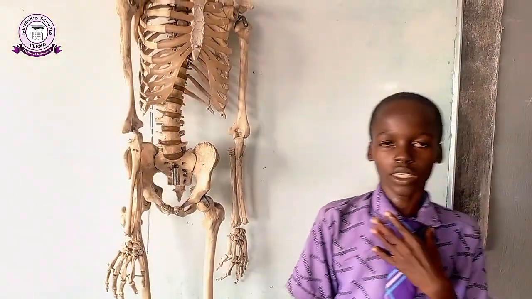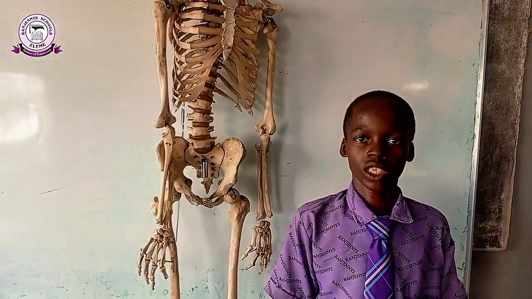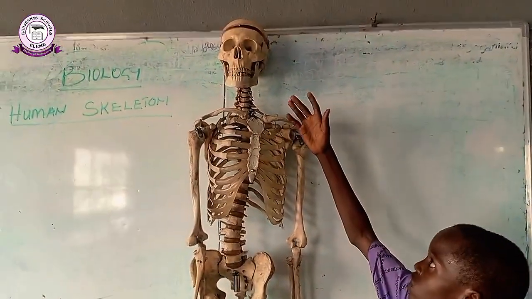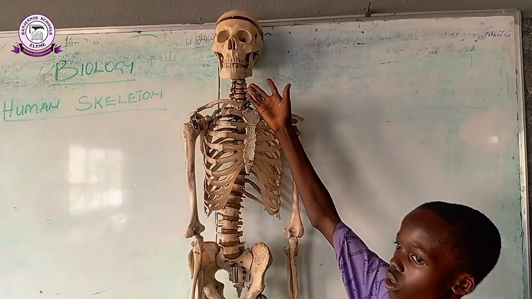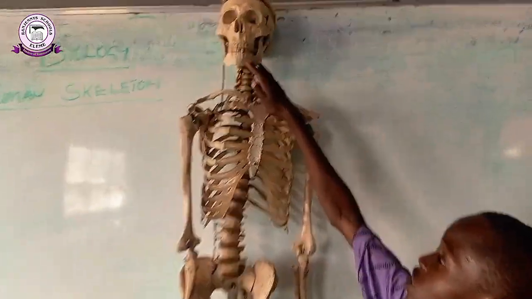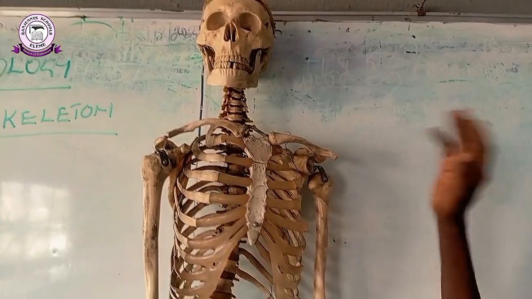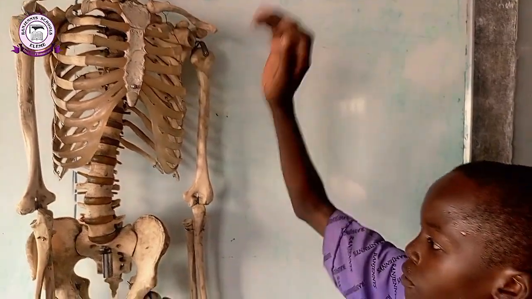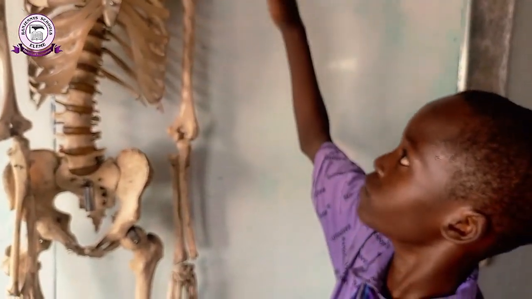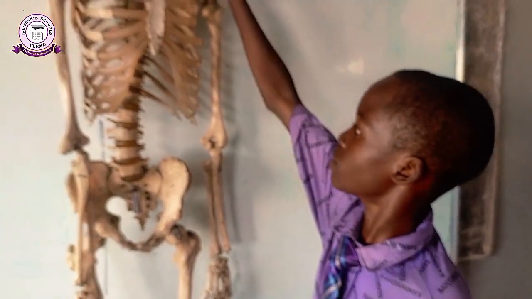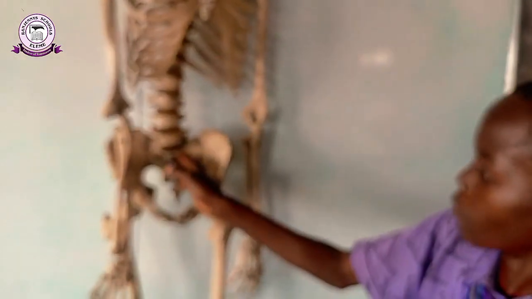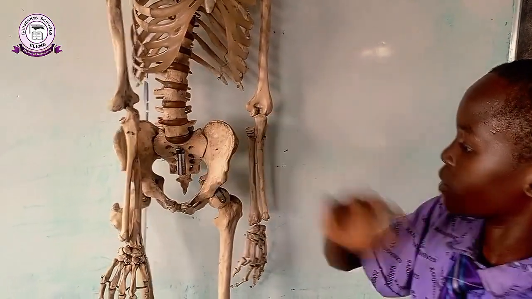Today, I'm going to be talking about the number of bones in the human body and their positions. First of all, the axial skeleton. It consists of the skull, which has 22 bones, 8 cranial and 14 facial bones, the ribs and the sternum, which give a total of 25, and the vertebral column, which is divided into 5 regions: 7 in the cervical, 12 in the thoracic, 5 in the lumbar region, and 4 fused together in the coccyx.